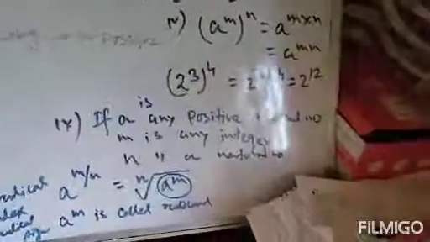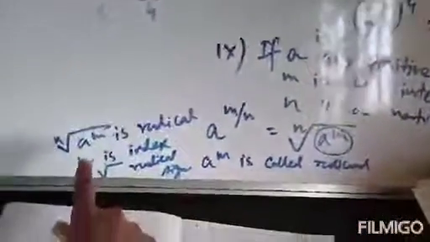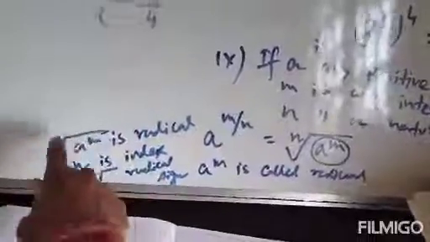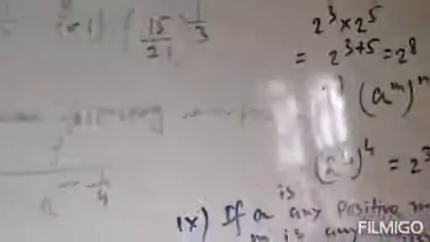Clear? So the formula is: if a is any positive rational number, m is any integer and n is a natural number, then a to the power m by n is the nth root of a to the power m. This a to the power m is called the radicand, the whole form is called the radical, n is called the index, and this sign is called the radical sign. Clear? So in total there are 9 formulas on exponents and radicals. These are some important laws that we should go through very carefully before starting this chapter.